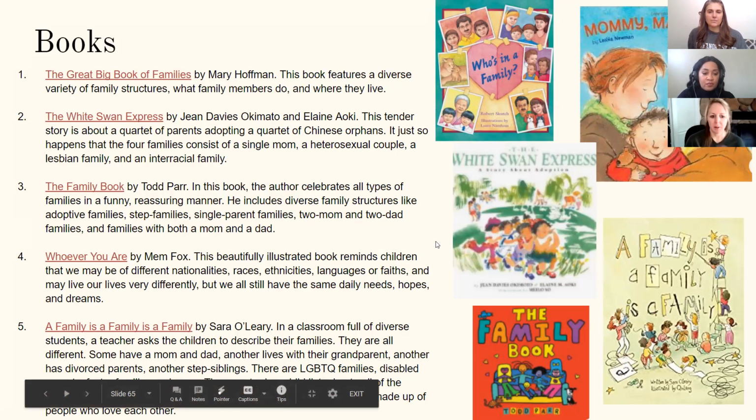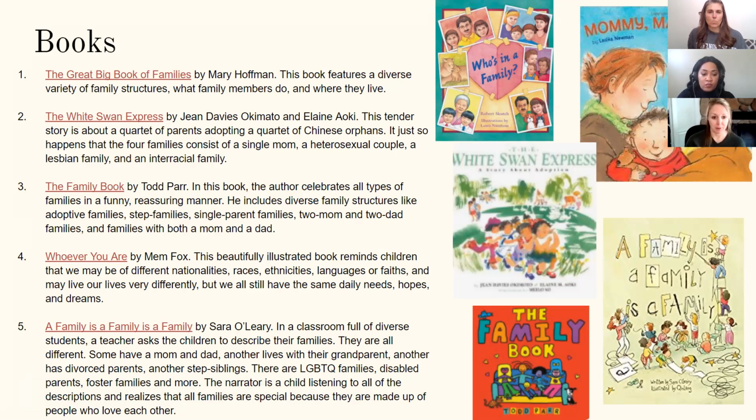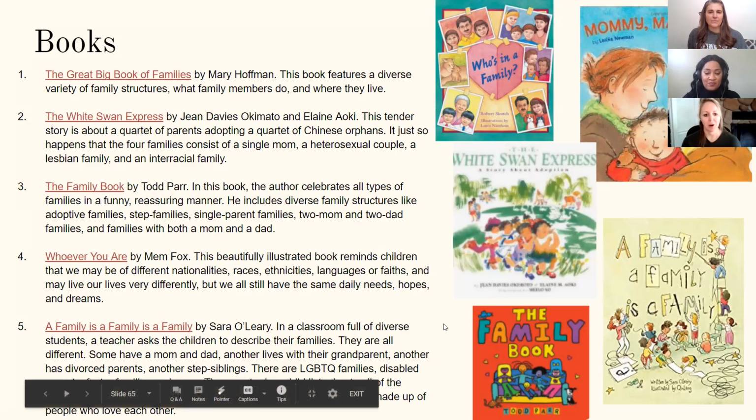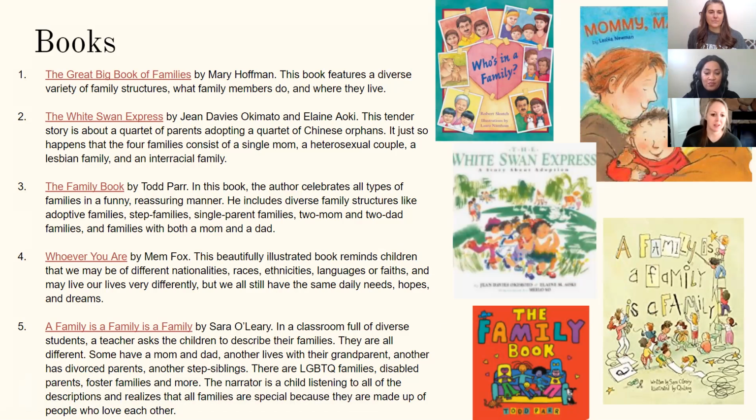Whoever You Are by Mem Fox is a really good book. This doesn't just talk about different types of families, but it also talks about different races and ethnicities and religions. And then there's A Family Is a Family Is a Family. And basically a teacher in this book is asking children to describe their families, and they're all different. And so they're talking about all types of families, such as people living with divorced parents, someone living with a grandparent, LGBTQ families, foster families, and then it talks about how all families are special.